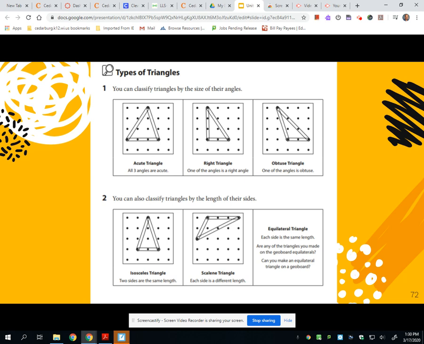Let's remind you that triangles can be divided by the angles, with an acute, right, and obtuse triangle, or they can be organized and classified by the lengths of their sides: either 3 sides that are similar, 2 sides that are similar and 1 side that is not, or no sides that are similar.